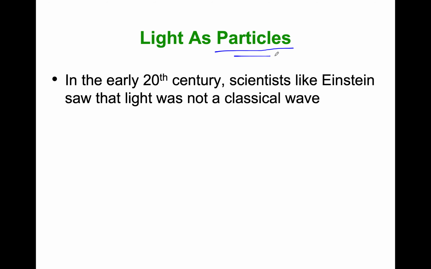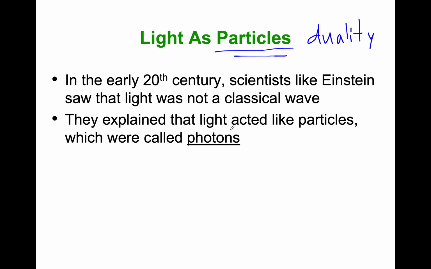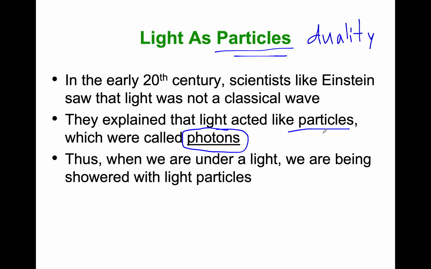Well, guess what? It's also a particle. This was Einstein working on this, and this is called the principle of duality. It is both: light is a wave, light is a particle. What that means is there are some very interesting experiments that led to the idea that light comes as particles or packets. Those are called photons. So if you're under this light, then you're being showered with light particles. Seeing both is really key, because we're going to see the same thing with electrons. Electrons are waves, electrons are particles.